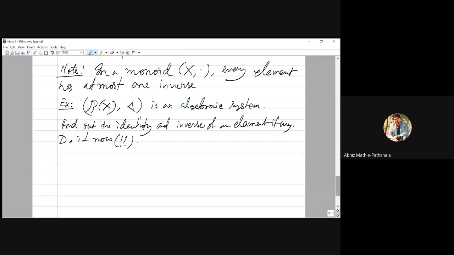So did you find out? Hello? So the identity element will be phi and there is no inverse, I think. Okay, identity is phi. Yes, it is correct. But the inverse part, I can't find it.